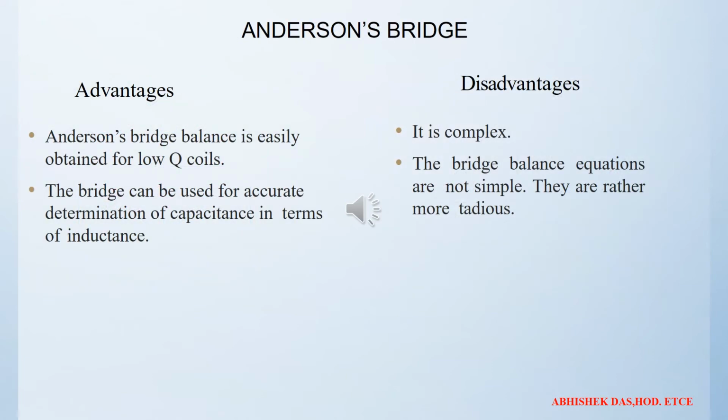The advantages of the Anderson bridge are that the balance is easily obtained for low quality coils or low quality factor. The bridge can be used for accurate determination of capacitance in terms of inductance. But the main disadvantages are that it is very complex, and the bridge balance equations are not simple, they are rather more complex.